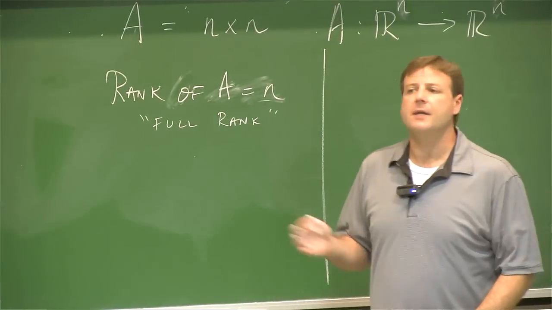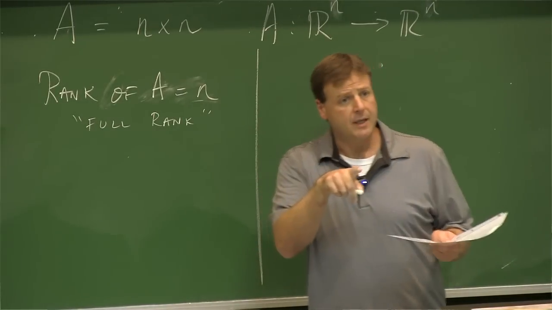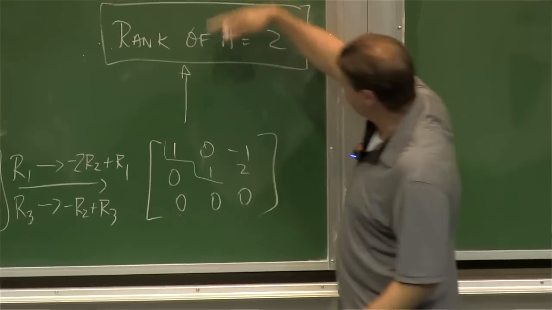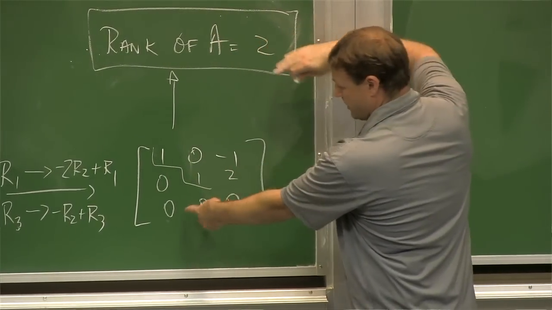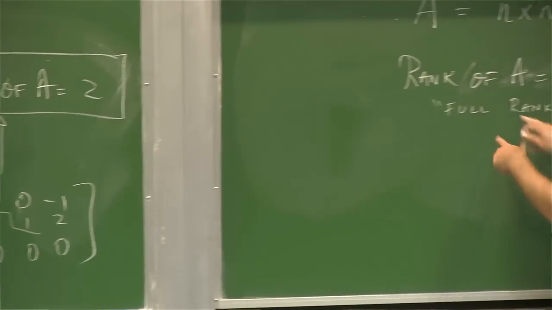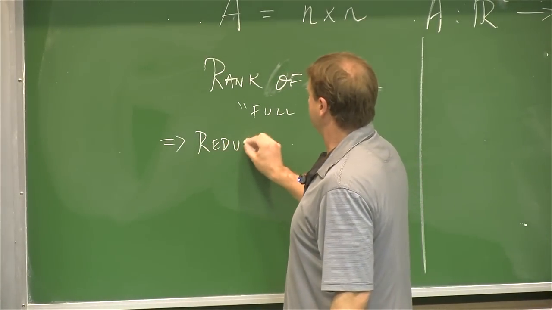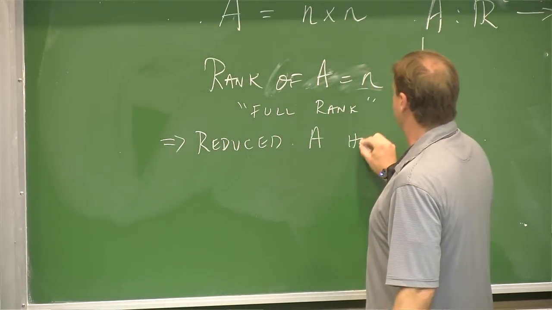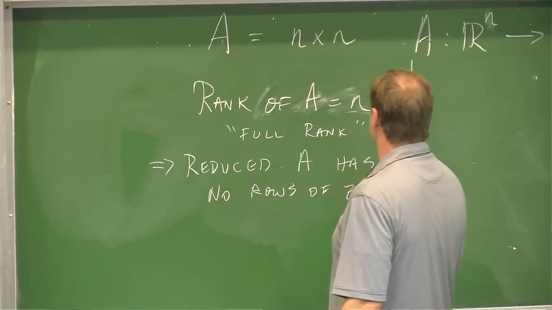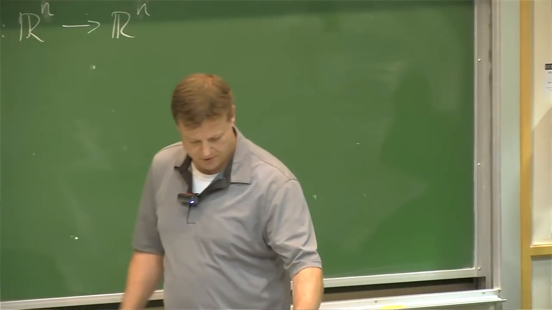Then what does that mean? Okay, now look back at how we calculated the rank. What does that mean? That means we reduced it, and we didn't get any rows of zeros, right? When we reduced this one, we got a row of 0, so it had a little bit less of a rank, because when we count the rows, this one doesn't count towards the rank. So if we got a full rank here, then that means that the reduced A has no rows of zeros. So we reduce it all the way down, and we don't get any rows of zeros.